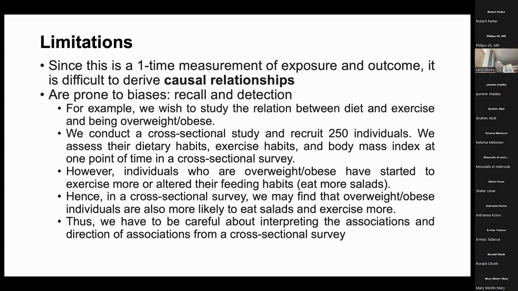So thus we have to be careful about interpreting the associations and the direction of the association from the cross-sectional survey.